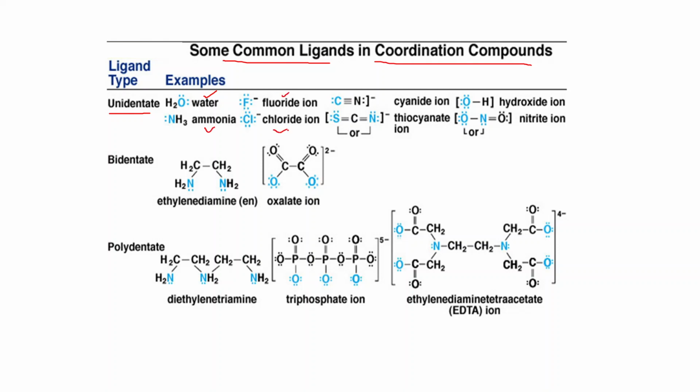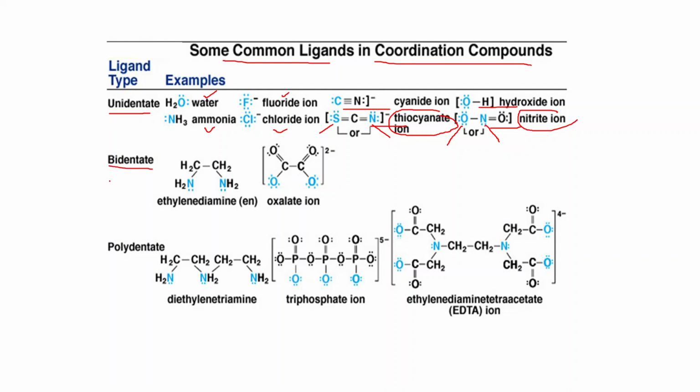Fluoride, chloride, cyanide, thiocyanate, hydroxide, nitrite, these are negatively charged ions. In thiocyanate, either sulfur or nitrogen may act as a donor atom, but at a time only one is used. That's why this is an example of an ambidentate ligand. The same way, in nitrite, at a time either oxygen or nitrogen may act as a donor atom. That's why this is also an example of an ambidentate ligand.